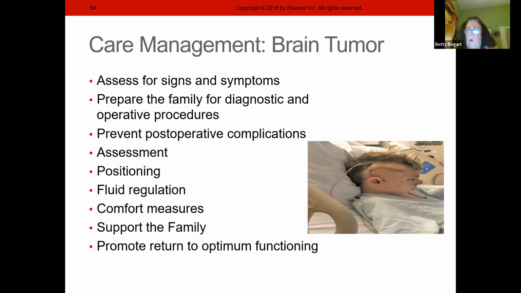Now, one of the things about the brain, it's very particular about fluid. It doesn't want too much. Because if you overload a brain with fluid, like let's say you gave too much IV fluids, it's going to swell the brain. And the brain doesn't like that. So we got to be very careful.